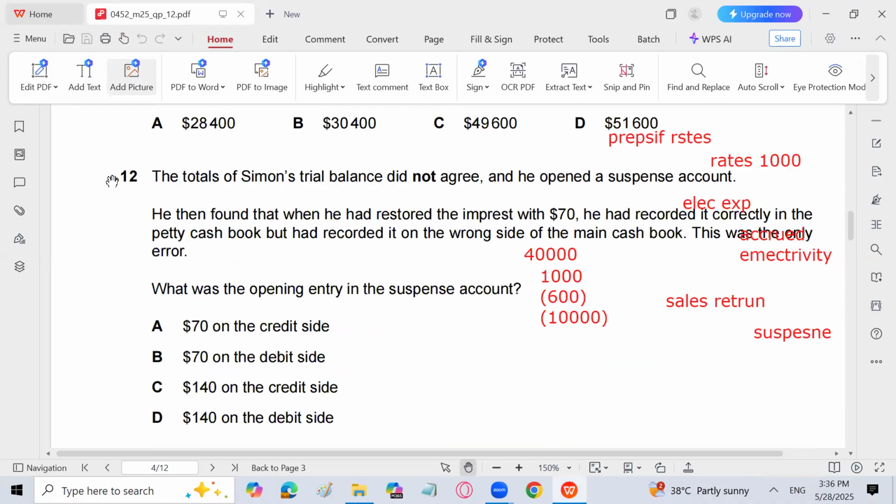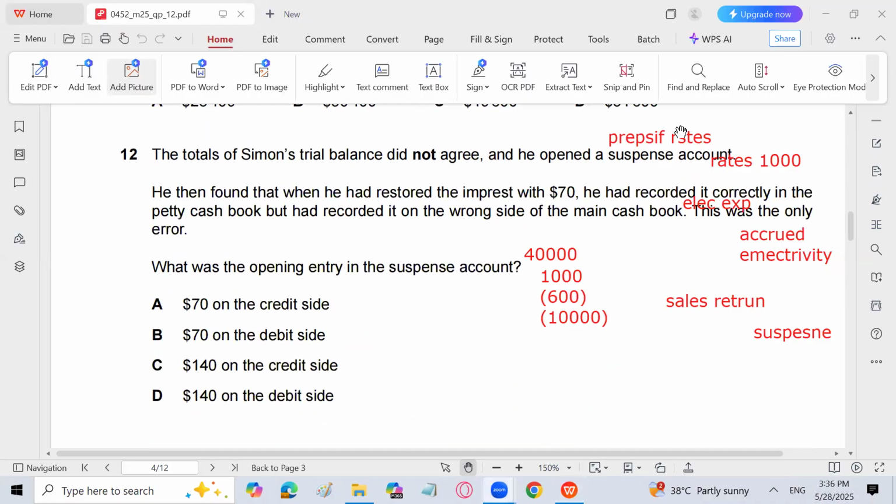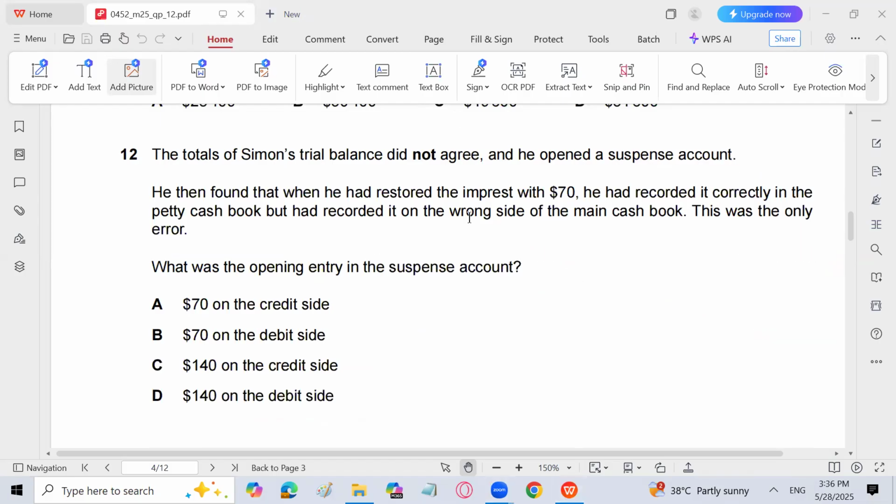The total of the trial balance did not agree, and he opened a suspense account for the difference, obviously. He found that he had restored the interest with 70. He had recorded it correctly in the petty cash book, but had recorded it on the wrong side of the main cash book. This was the only error. What was the opening error entry in the suspense account?